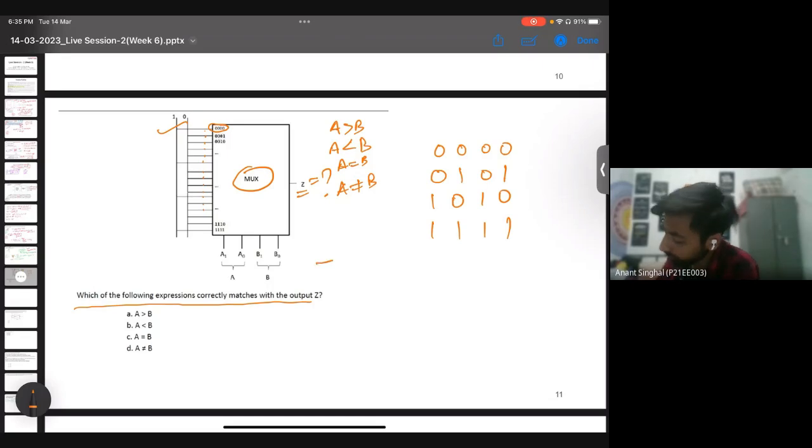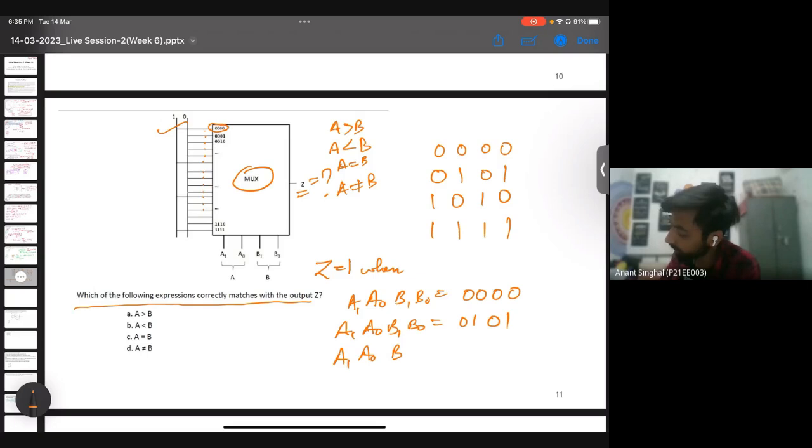So Z equals 1 when, let's take these bits as A1, A0 and then B1, B0. When A1, A0, B1, B0 is 0, 0, 0, 0. Then when A1, A0, B1, B0 is 0, 1, 0, 1. Or when A1, A0, B1, B0 is 1, 0, 1, 0. Or when A1, A0, B1, B0 is 1, 1, 1, 1.